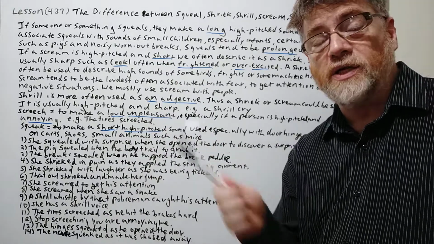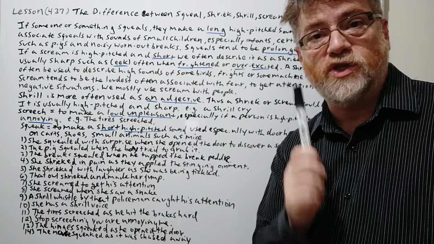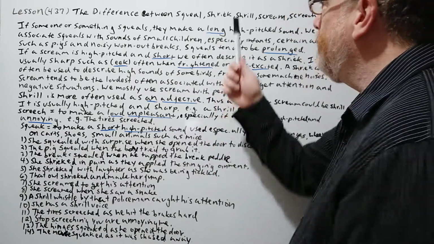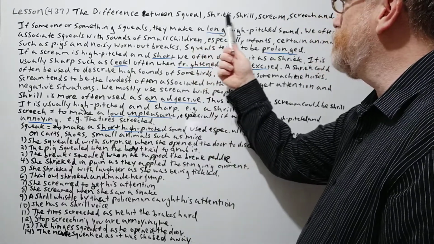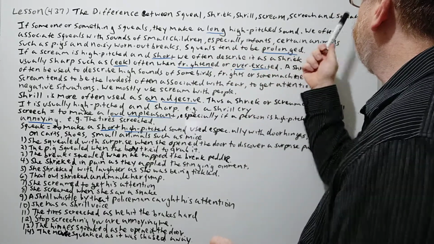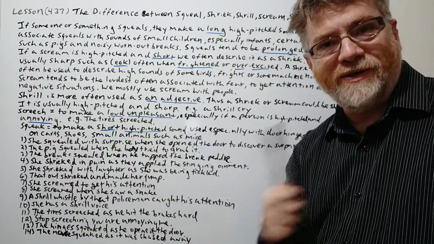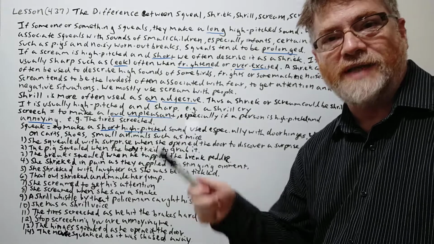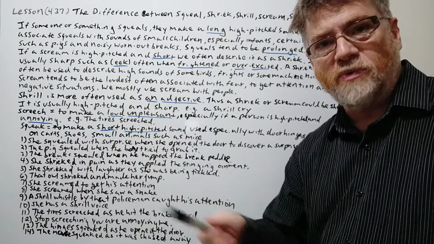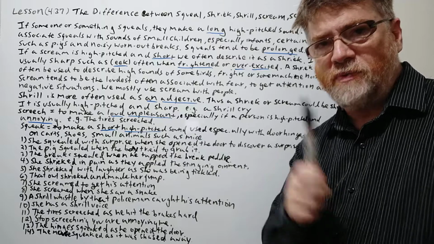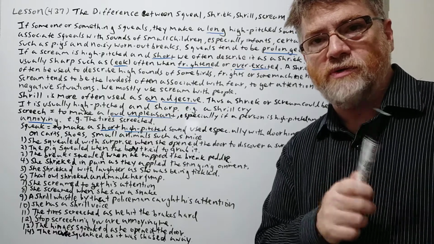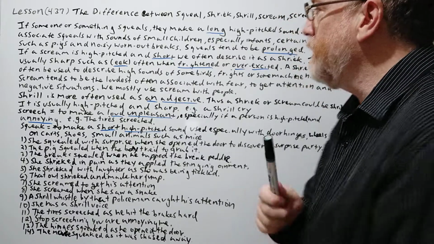Actually, I should even just say it's a longer sort of scream. This is one point. Basically all of these, squeal, shriek, shrill, screech, and squeak, technically they are all types of scream. So scream is the more general word for all of these. But there's certain times where we use scream more often too. All right, let's continue.